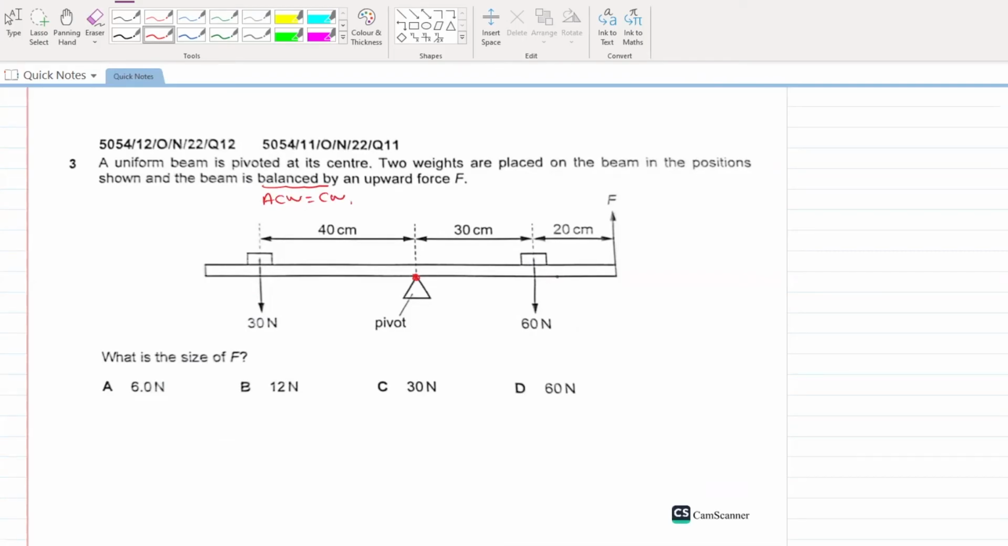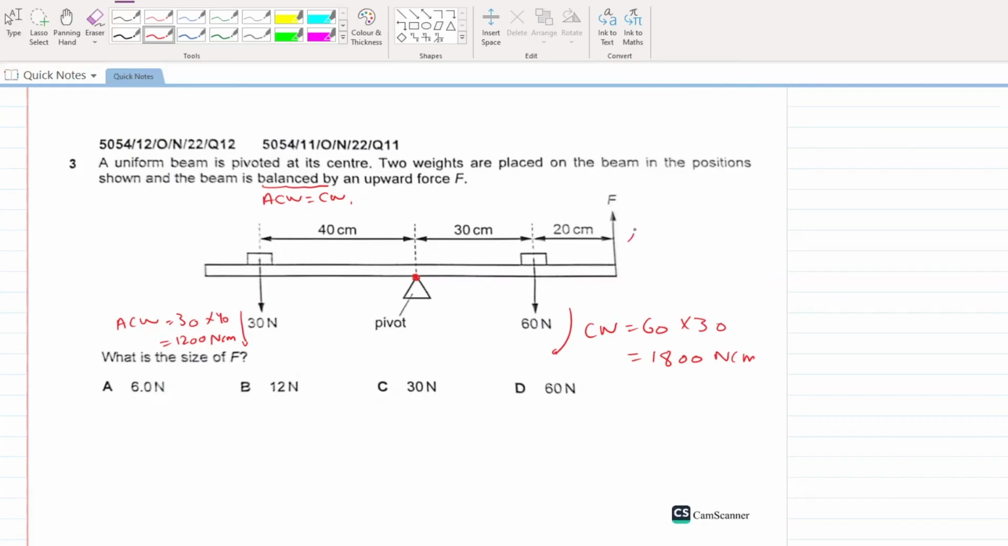Let's analyze this. This 60 Newton force will cause a clockwise moment. That is equal to 60 into the distance from the pivot, that is 30. This is equal to 1800. This 30 Newton force will cause an anti-clockwise moment. That is 30 into 40, equal to 1200 Newton centimeter. This is also Newton centimeter.